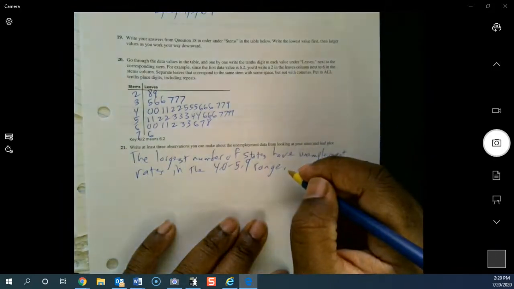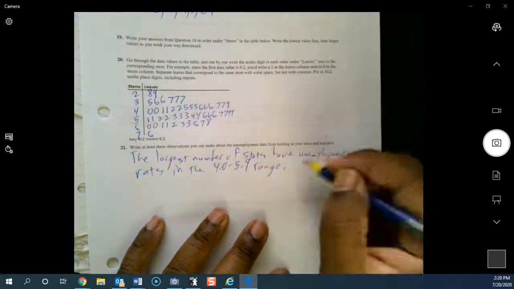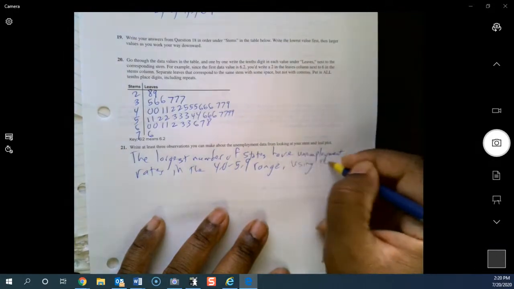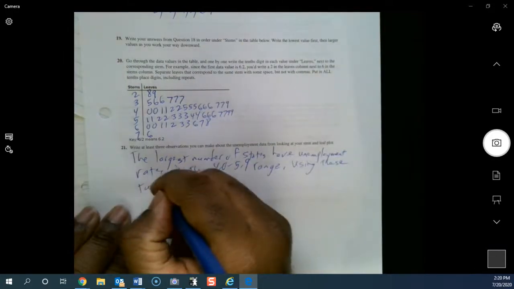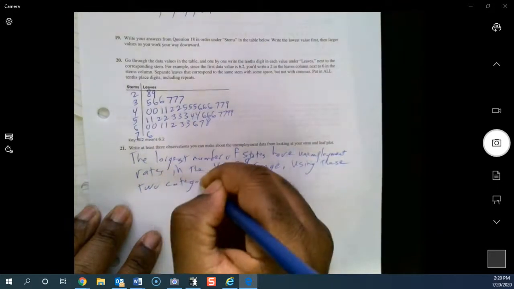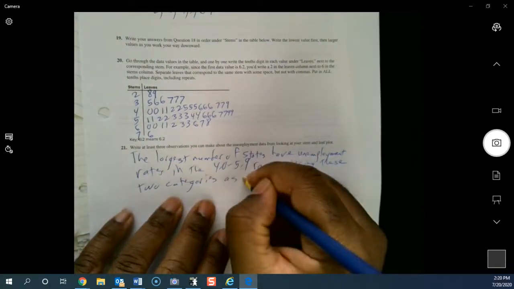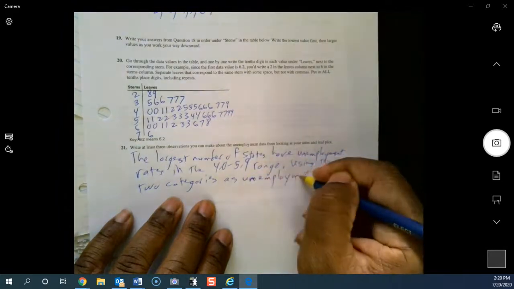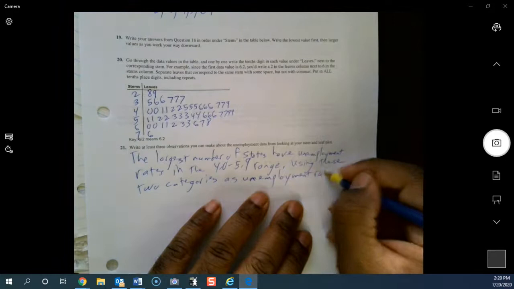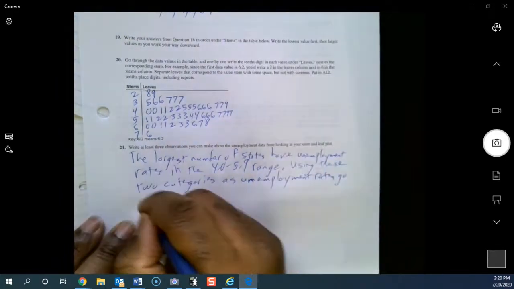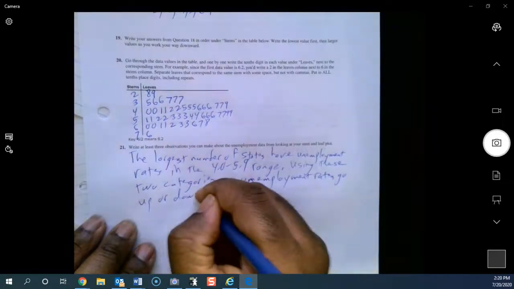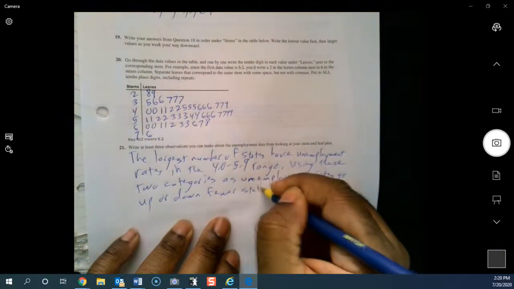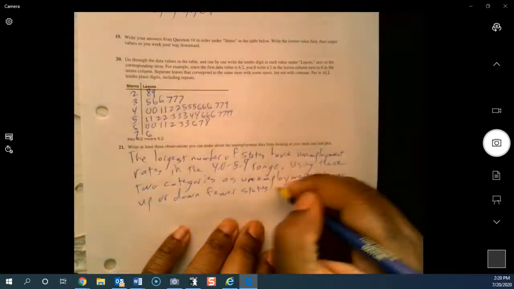Now, if you take those 2 categories, using these 2 categories, as unemployment rates go up or down, fewer states have those rates.